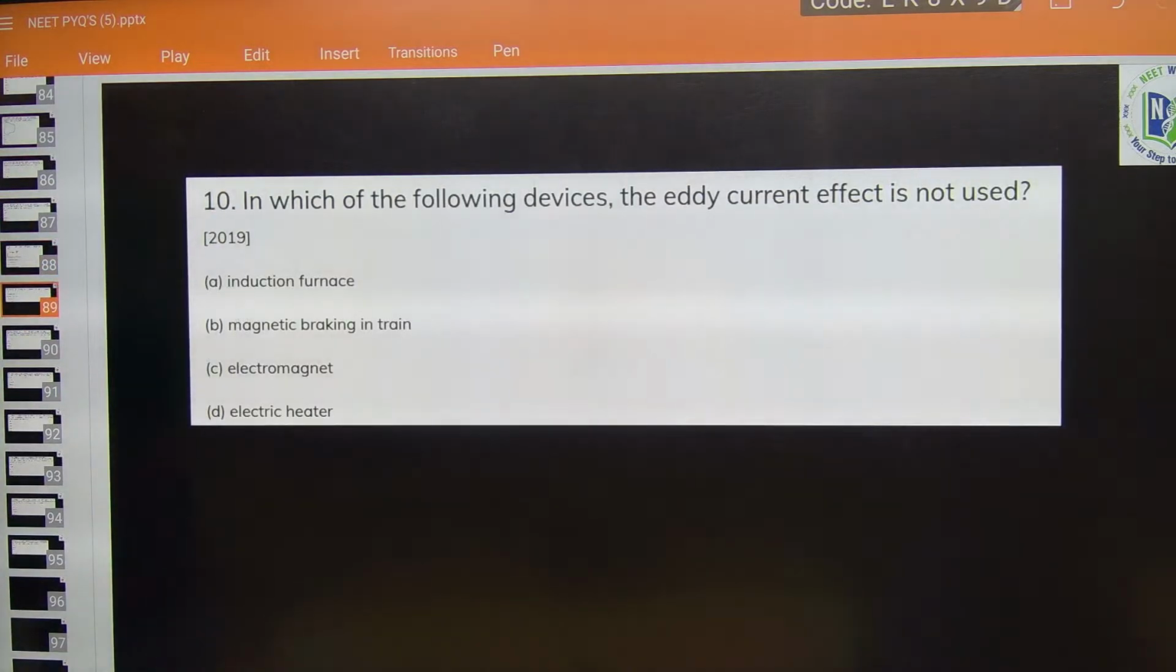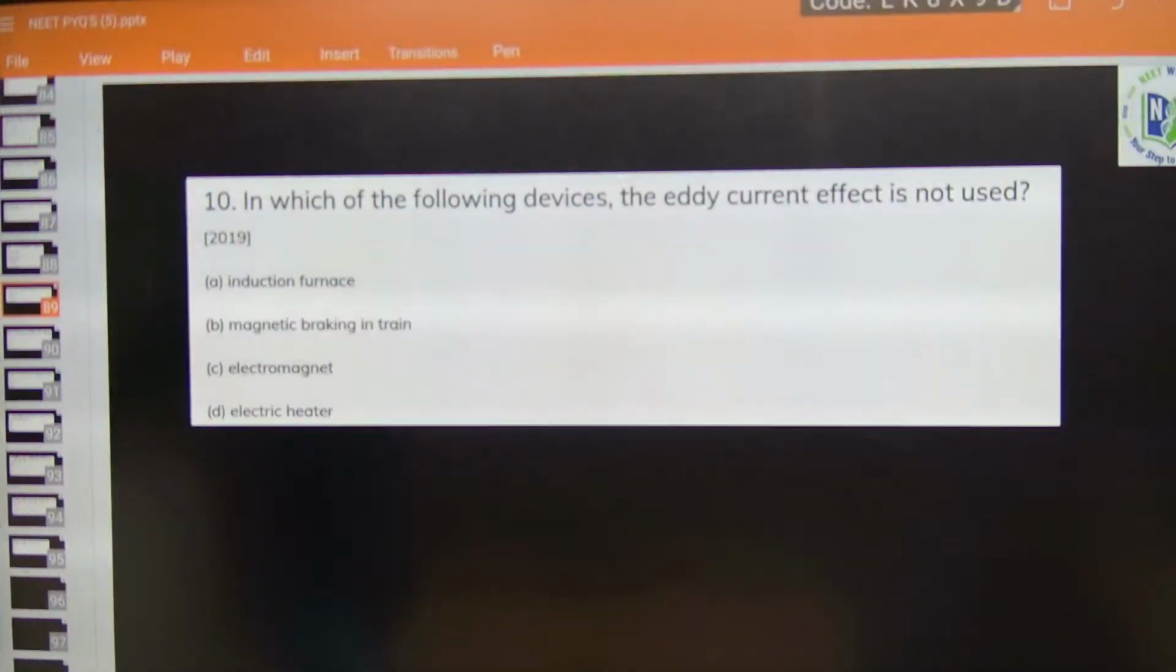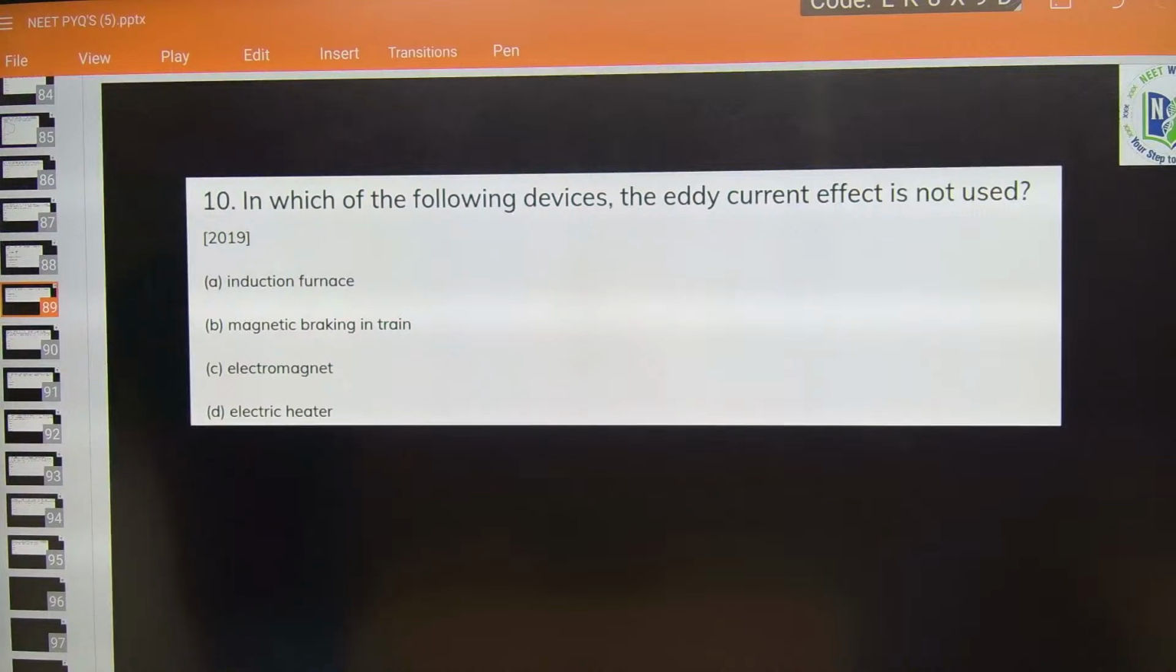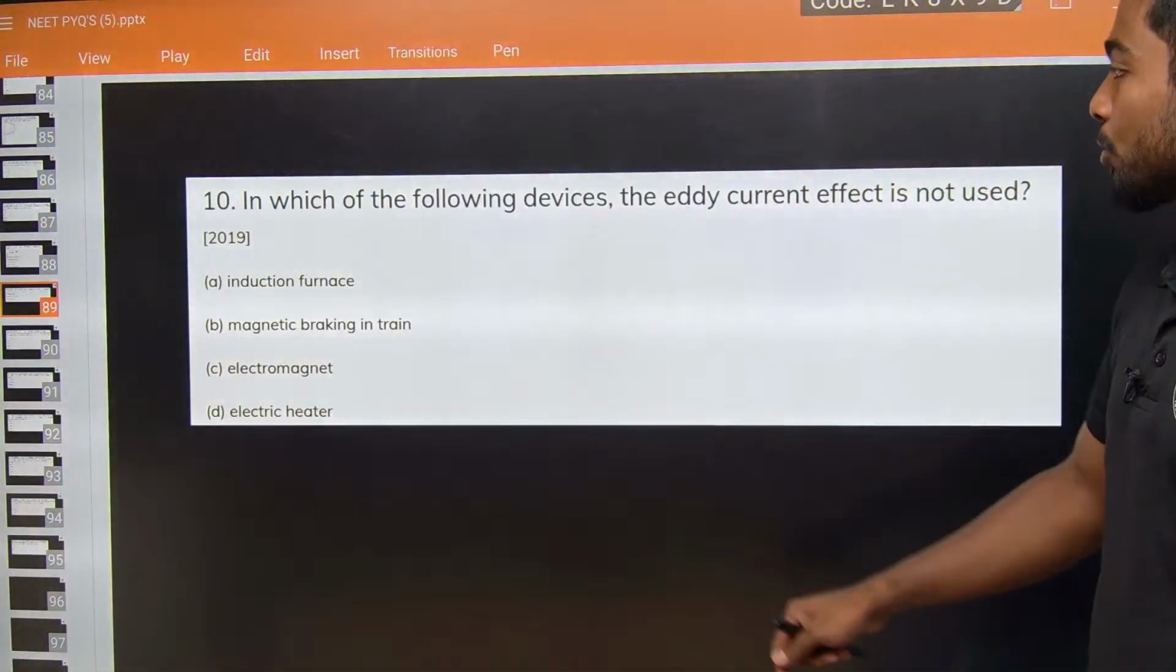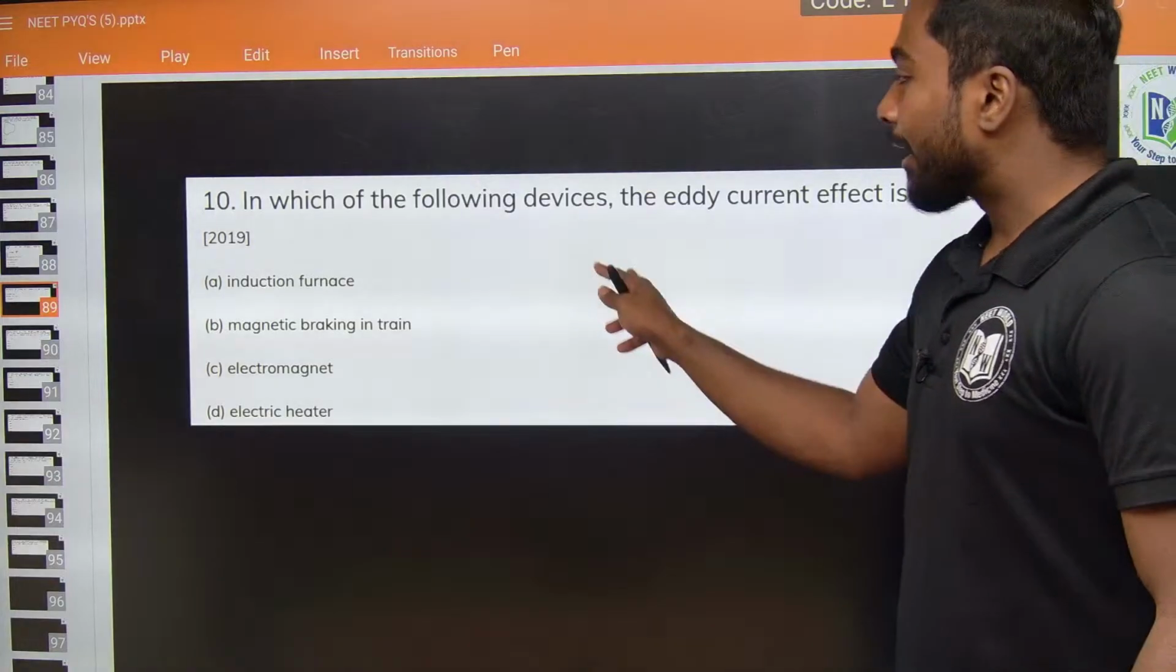Theory based question only. In which of the following devices is the eddy current effect not used? Induction furnace, magnetic braking in train, electromagnet, electric heater. In this, electric heater will be the answer, because in an electric heater, resistive heating is used. Only in the electric heater is resistive heating used. In the remaining things, eddy currents are used.